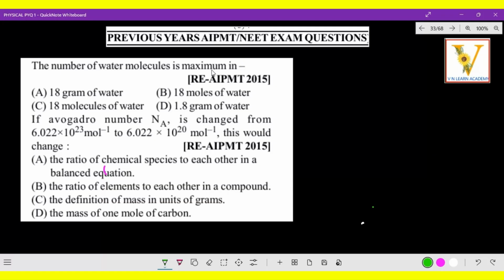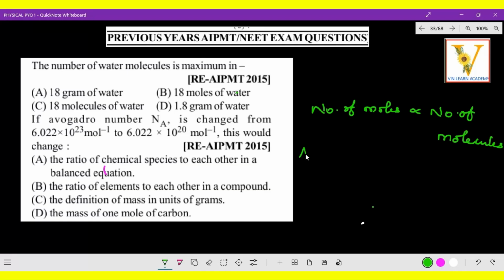Water molecules are maximum in which option? This is a repeatedly asked question, and this is very simple. Here are 18 gram of water, 18 moles of water, 18 molecules of water, 1.8 gram of water. Here they have asked about the number of water molecules. See here, given mass by molecular mass is the number of moles. I want to mention again and again that number of moles is directly proportional to number of molecules, right? So one by one, let us go for it.